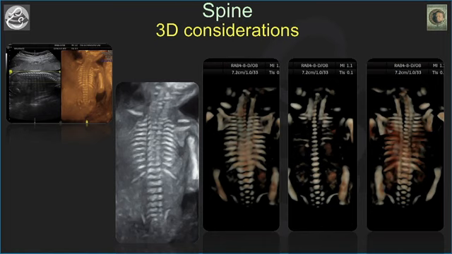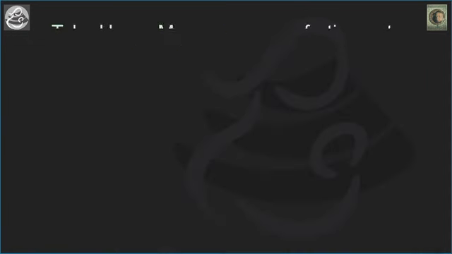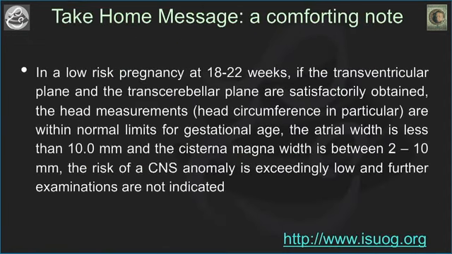So we must understand that yes, this is the way to go about it, but do we need to do it all the time? And the answer is no. This is a problem-solving modality, and in a routine risk pregnancy, when you do your anomaly scan at 20 weeks, if the transventricular plane and the transcerebellar plane are satisfactorily obtained, the head measurements are within the normal limits for gestational age, the width of the atrium is less than 10 millimeters, and the cisterna magna is between 2 and 10 millimeters, the risk of a CNS abnormality is exceedingly low, and further examinations are not indicated.